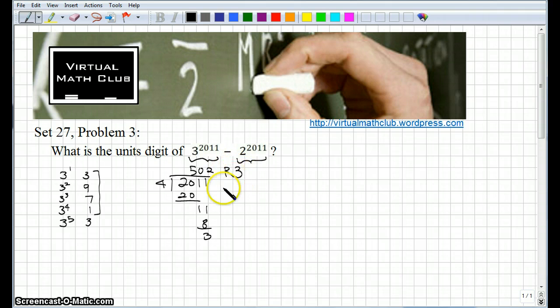So what that's telling us is that we're going to repeat this pattern of these 4 units digits 502 complete times plus 3 more. Does that make sense? So where will we end up? We're going to end up on the third one here, which is a 7. So the first part here is going to end in a 7.